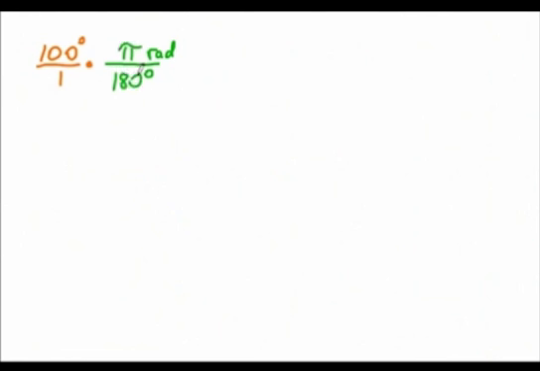So when we do this, the degrees are going to cancel. You're going to get 100 over 180, which is the same thing as 10 over 18, which is the same thing as 5 over 9. So our final answer is going to be 5 pi over 9 radians, and that'll be the same thing as 100 degrees.